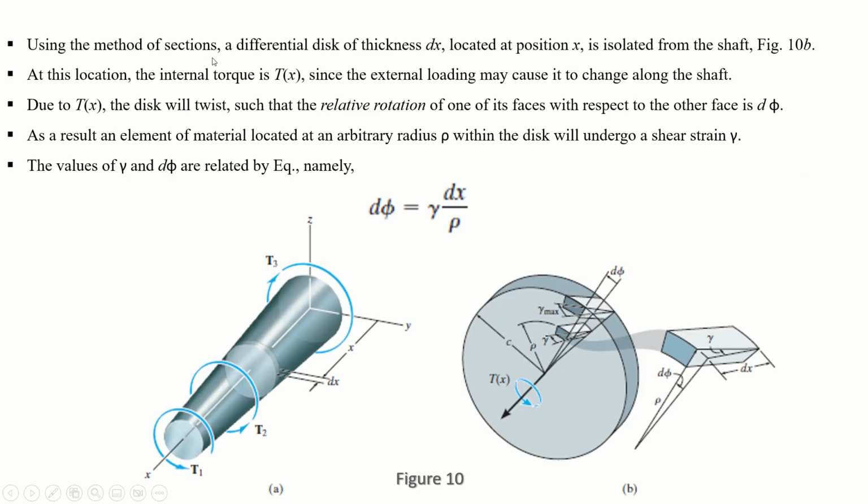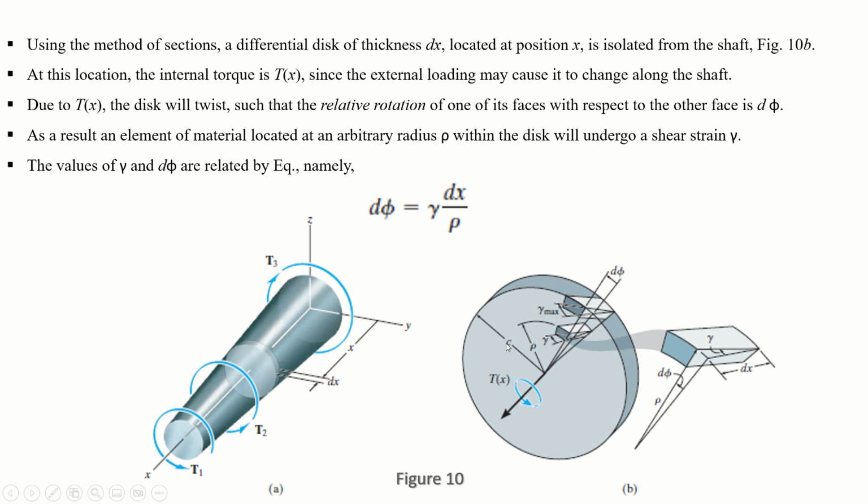Now, using the method of sections, a differential disk of thickness dx located at position x is isolated from the shaft. If you remember in the previous video, while we were deriving the equation for the shear stresses, we took a disk from the shaft. Again, in the same way, we will take this disk. If you can see, with the thickness of dx, it is at a distance x from this larger area of this shaft, and this disk is subjected to an internal torque T of x, right?